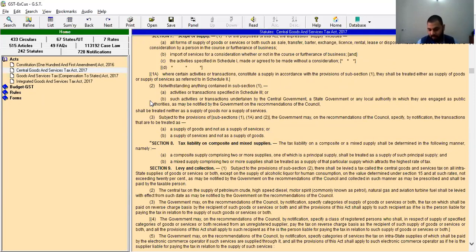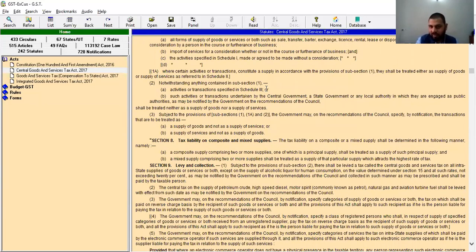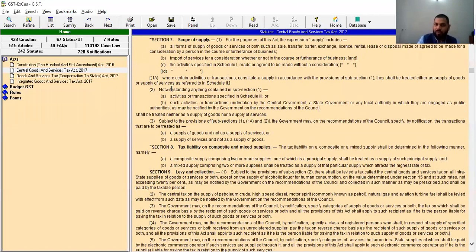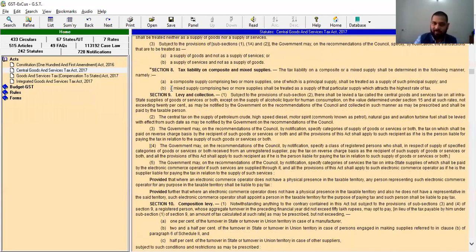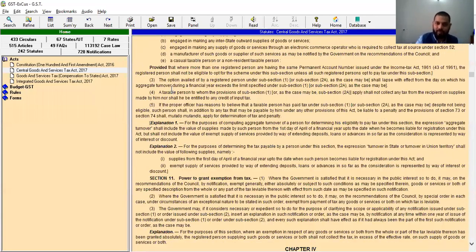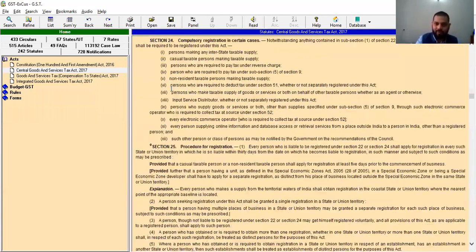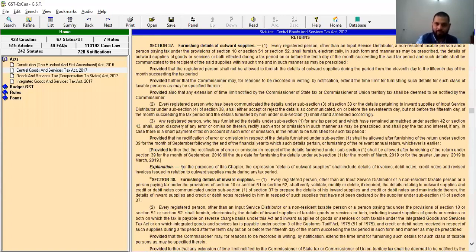This is the tricky part, because this is where the entire issue that is before us finds its roots. So we'll make a quick reference to Schedule 3 as well, since we are talking about this. Essentially, 2 is saying that the activities or transactions which are specified in Schedule 3 will be within the scope of supply. We'll quickly make a reference to Schedule 3.